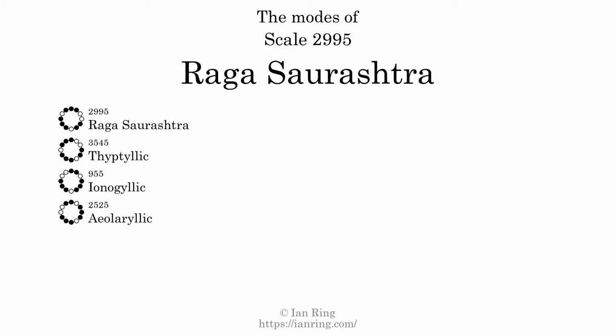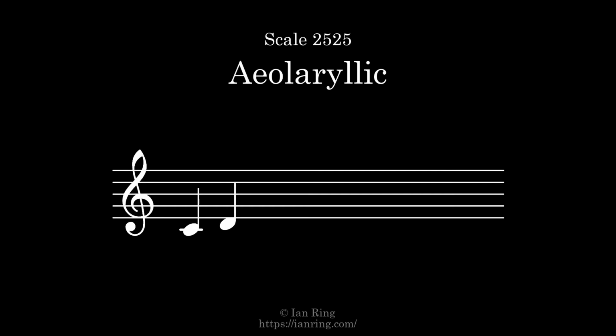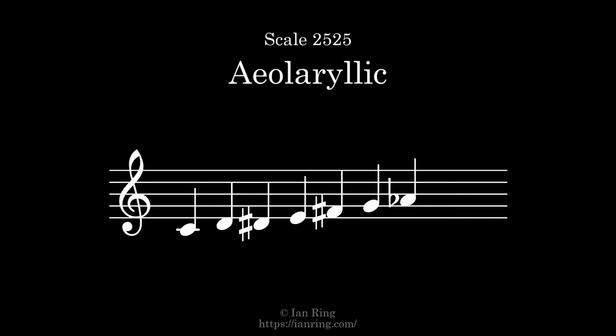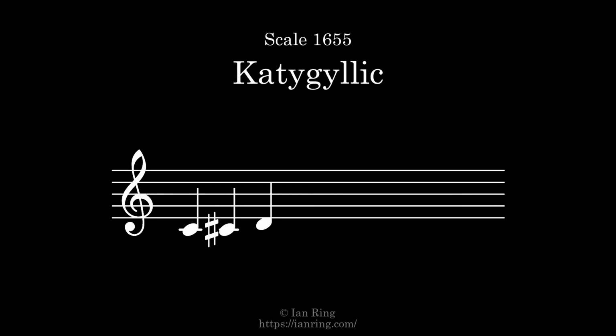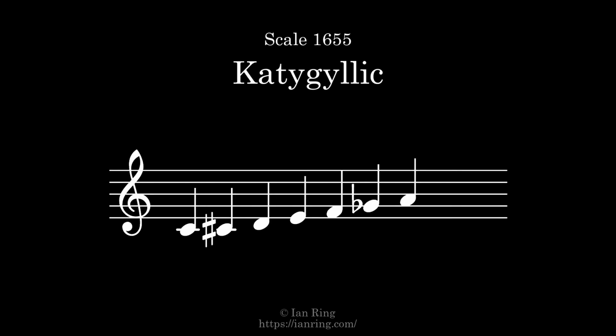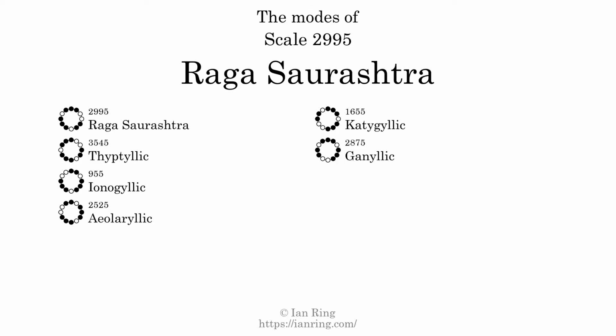The fourth mode is scale 2525, also known as eolorilic. It sounds like this. The fifth mode is scale 1655, also known as catagilic. It sounds like this. The sixth mode is scale 2875, also known as gonilic. It sounds like this.